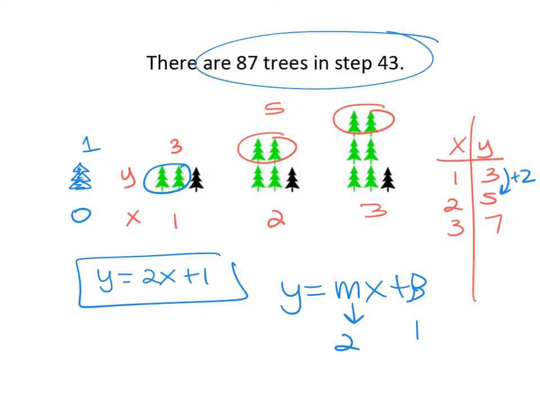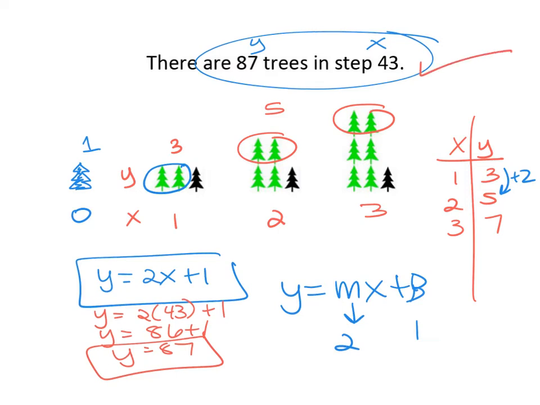And then just to kind of check this, that's our y and that's our x. We'll see if we plug it in. 2 times 43 plus 1, 86 plus 1 is 87. And so it works. Okay.